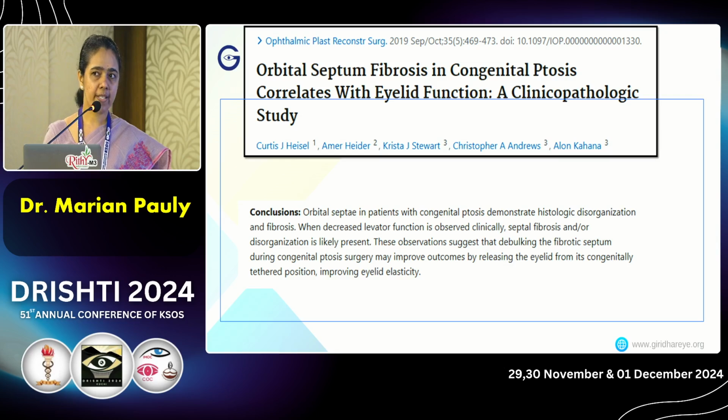So what I'm doing is I'm excising a part of the orbital septum and then doing the surgery. The advantage is we'll get good correction, as well as the lagophthalmos is very, very less, practically zero, especially with the levator resections. So these are the three things which I want to highlight. One is Mila, second is frontalis muscle flap, and third thing is excising the orbital septum.